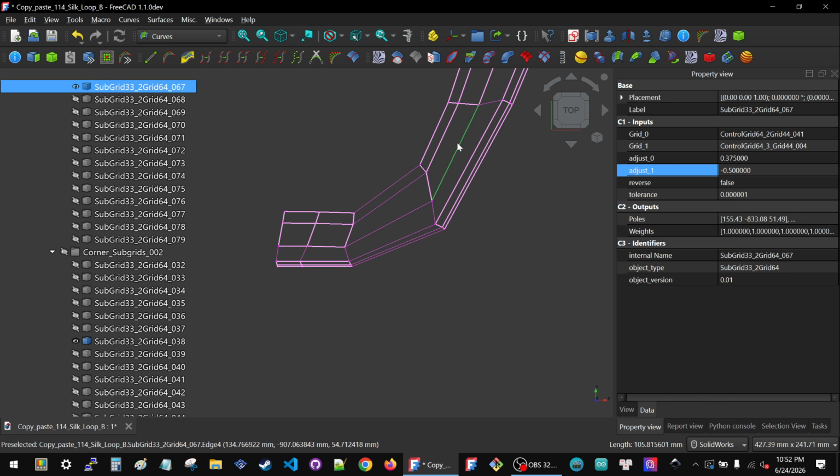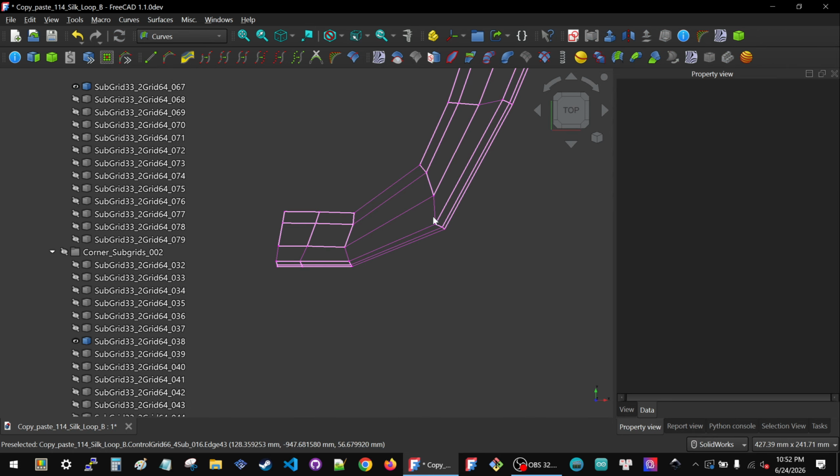So see, these lines are starting to merge into each other. I like that. But now it's a little bit too far out this way. So this 0.375 value is now too much. I'm going to make it just 0.3, and it should come back this way a little bit. Okay, that's what I wanted.